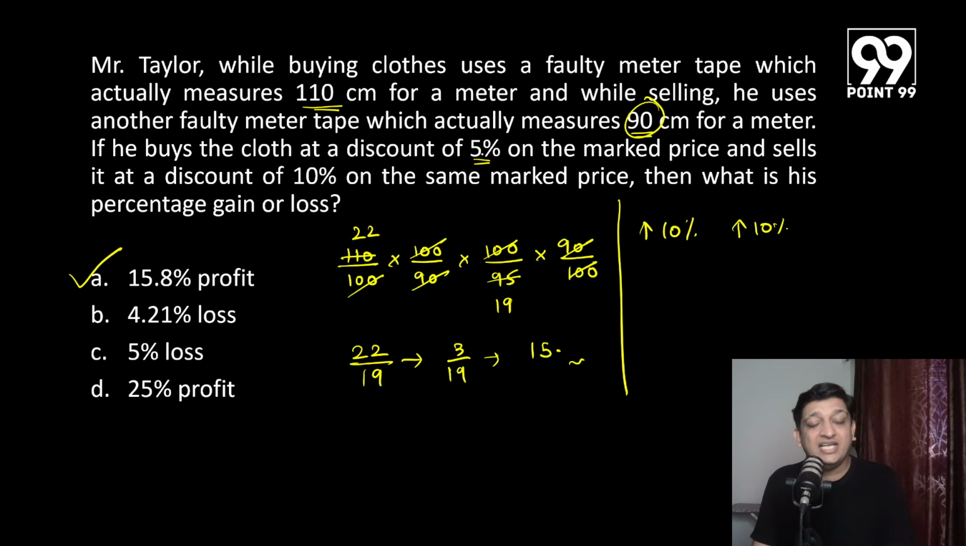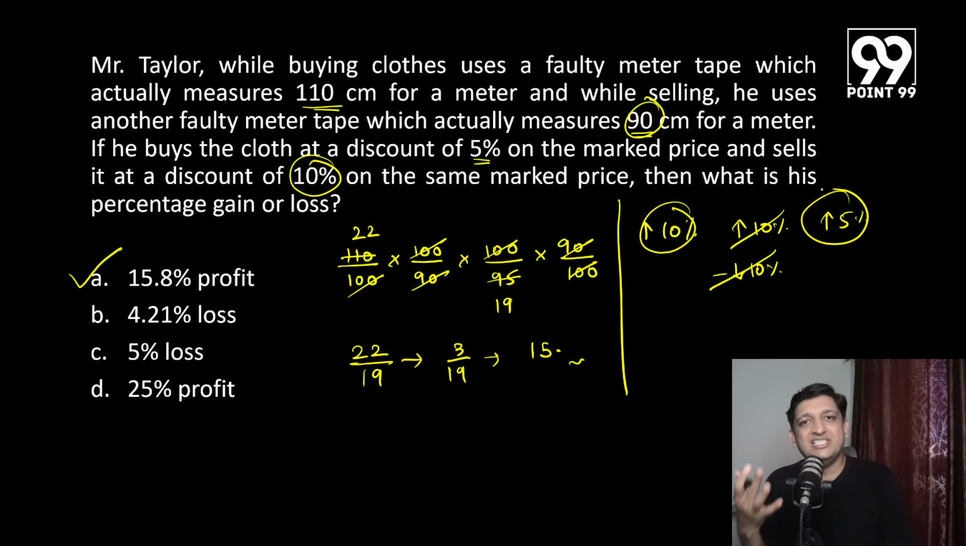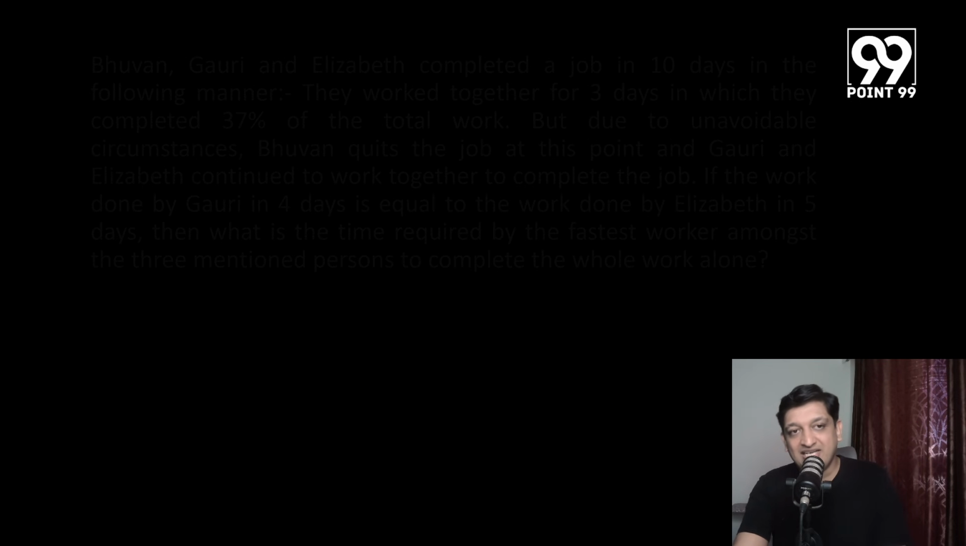But he's also getting a discount of 5%. So he's again getting benefited by 5%. And he's giving a discount of 10%, which means that he will be losing 10%. Now these two get cancelled out and we can say that the effective percentage change is going to be very close to 15%. And that is our answer, which is option A. And we can use this method purely because the options are far apart. Let's look at the next question now.